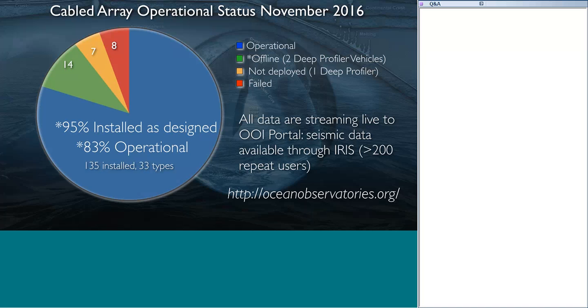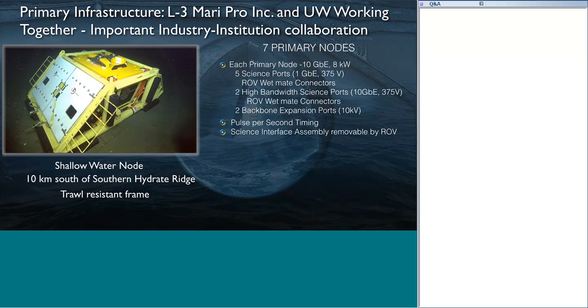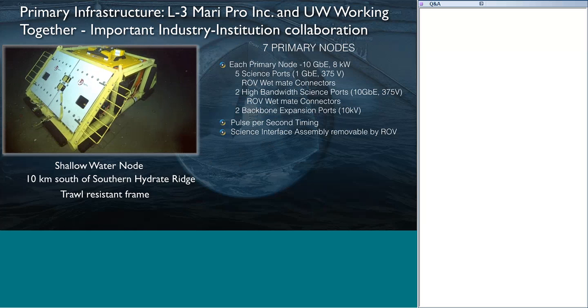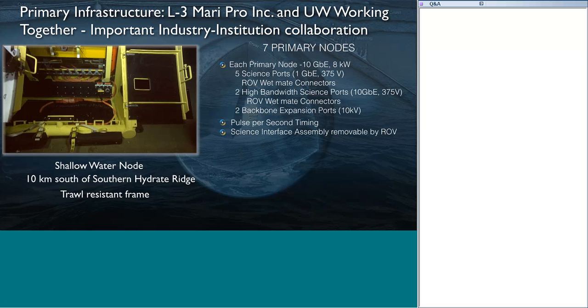So we have a pretty good operational rate right now. About 83% of the instruments are operational. There are 135 installed in about 33 different types of instruments, and you can find out more information about the instruments on the Ocean Observatories page. So this is just a little bit about the primary infrastructure. It was a very successful partnership with L3 MariPro, who designed and installed it.